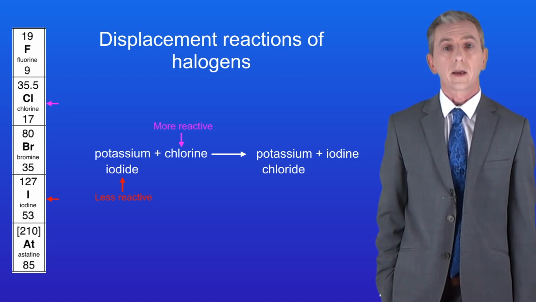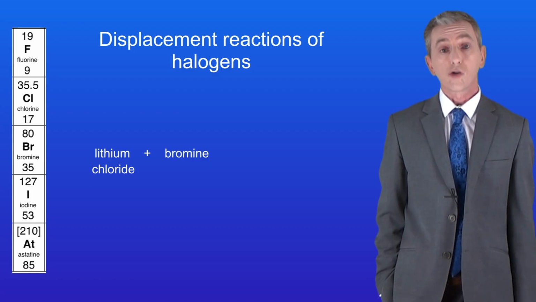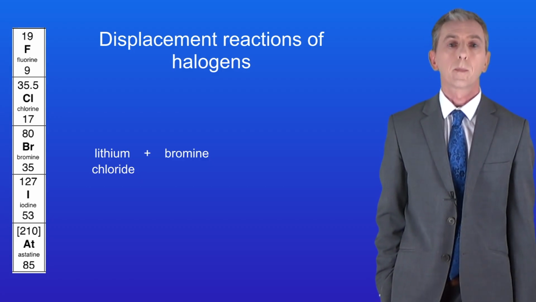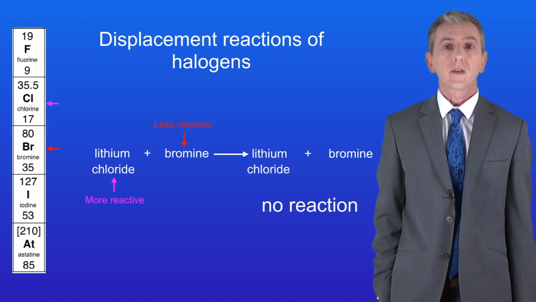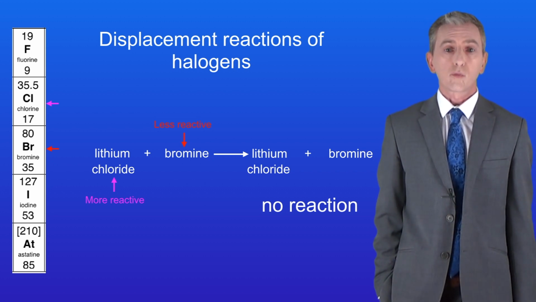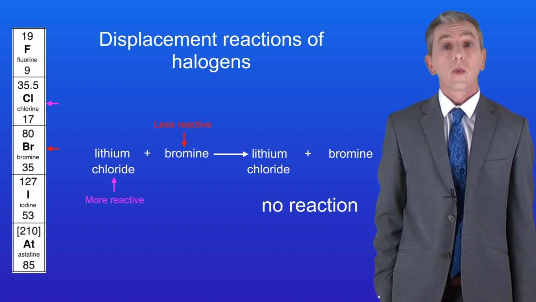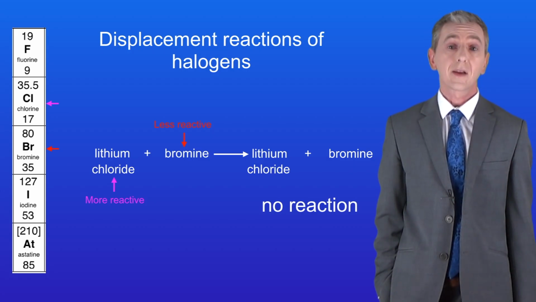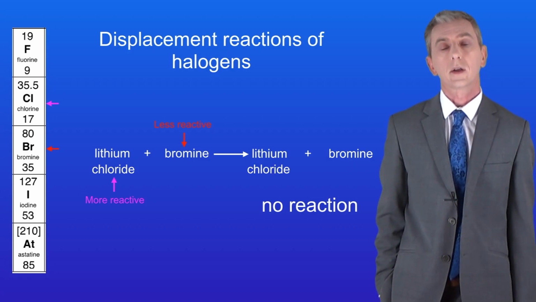Here's another one to try. Lithium chloride plus bromine, and you can pause the video now. In this case, we can see that bromine is lower down group 7 than chlorine, which tells us that bromine is less reactive. This means that bromine cannot displace chlorine, so we get no reaction.